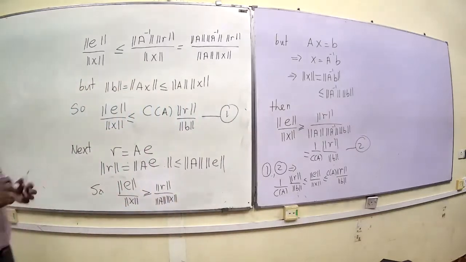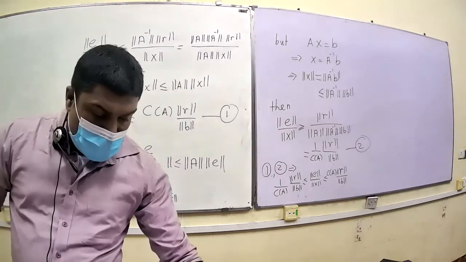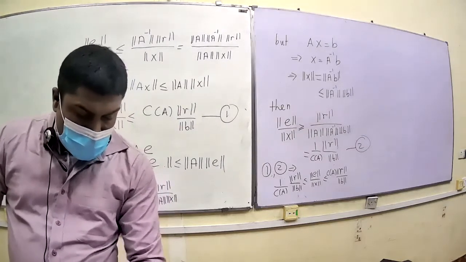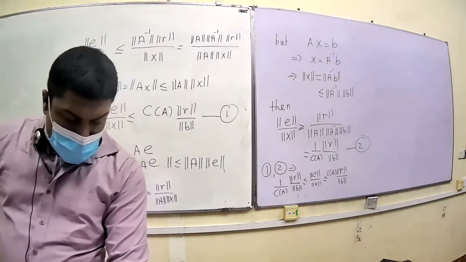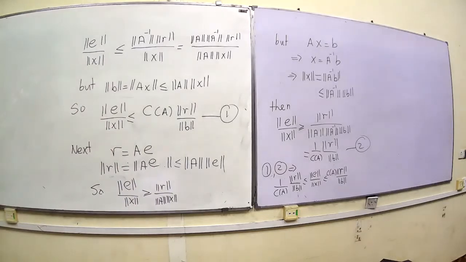Okay. So you get this. Okay. So this is the error bound, right? Perturbation error bound. First we see this is a general error bound. So we bound the relative error in terms of the residual and the condition number and the right hand side vector. Right? So B, R, and the condition number.